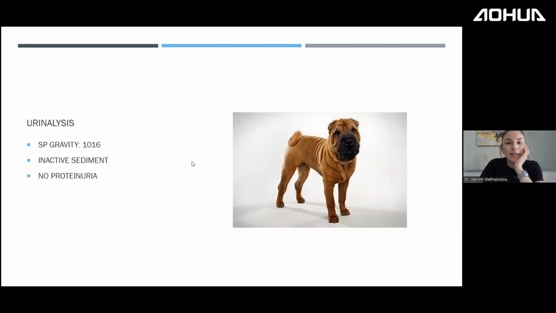Okay, let's see what this animal had. Let's start a conversation. This was a case that I saw not even 1 month ago, 2 months ago. When was it?